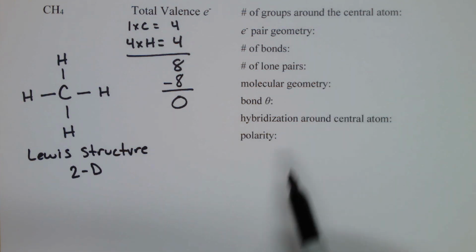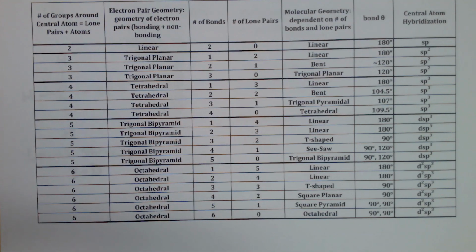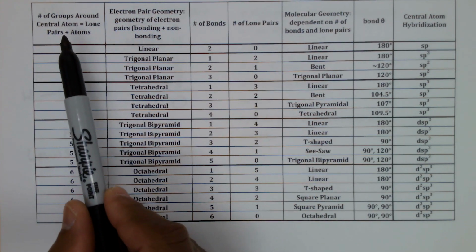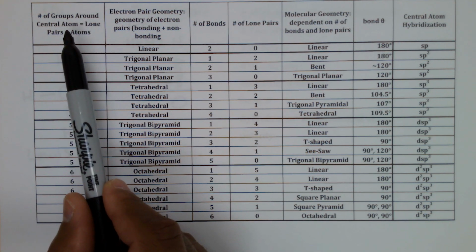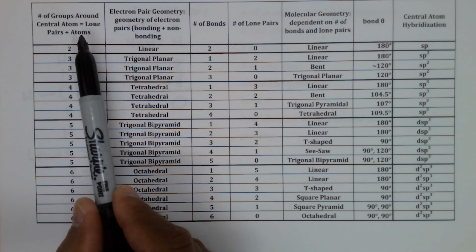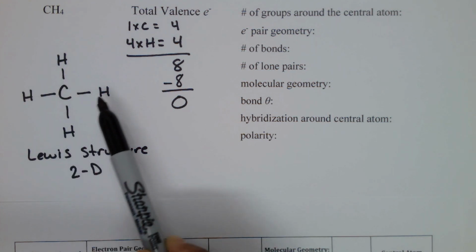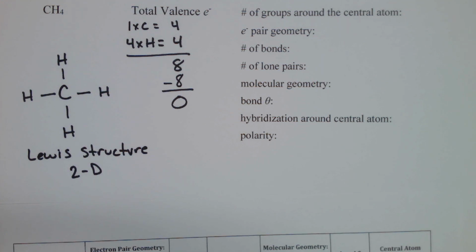Next, let's use VSEPR theory to get a shape for methane. This is the table that I use in my class. Every chemistry book is going to have some version of this table. And so we read this table going from left to right. So let's start here. Let's count the number of groups around the central atom. Groups are lone pairs plus atoms. Around the central atom, I count 1, 2, 3, 4 atoms, and there are no lone pairs around the central atom.